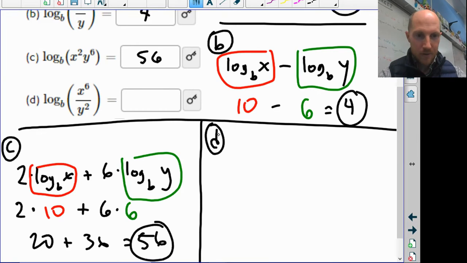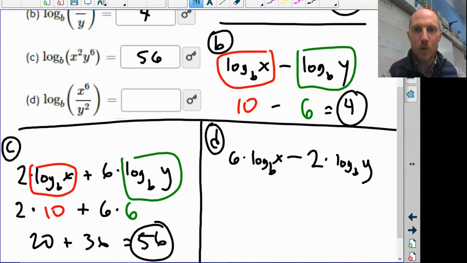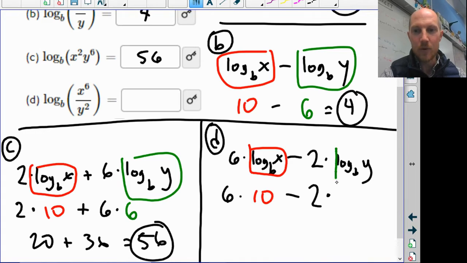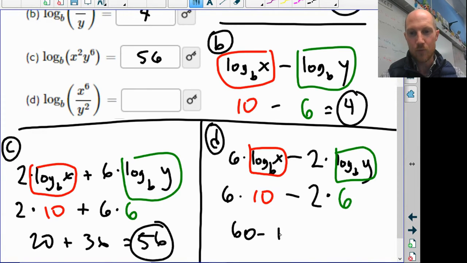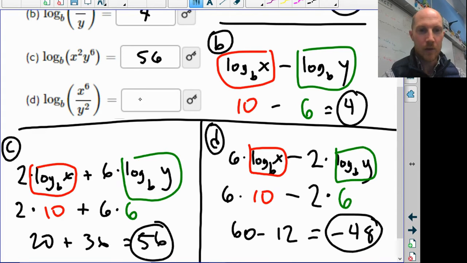D. So I got the same idea here. We already expanded 6 times log base b of x minus 2 times log base b of y. Log base b of x, that's 10. So I have to do 6 times 10, subtract 2 times log base b of y, that is 6. So 6 times 10 is 60, and 2 times 6 is 12. 60 minus 12, negative 48. Final answer for D.